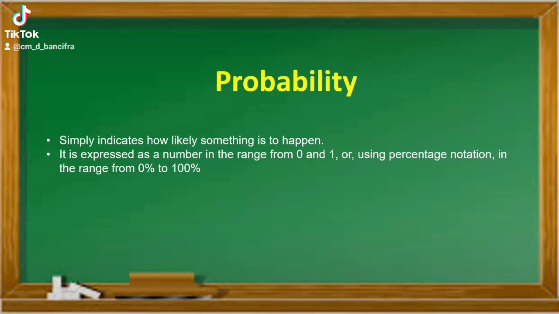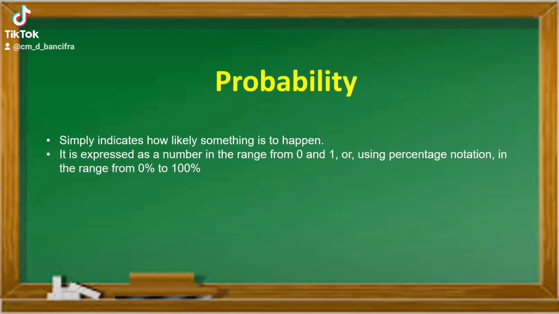Ang probability ay 0 kapag ang event ay impossible mangyari. At ang probability naman ay 1 kapag ang event is certain to occur. The more likely na mangyayari ang isang event, the higher its probability.